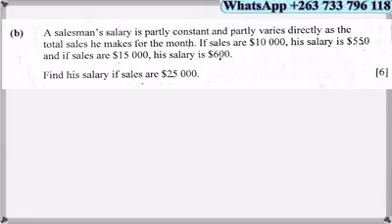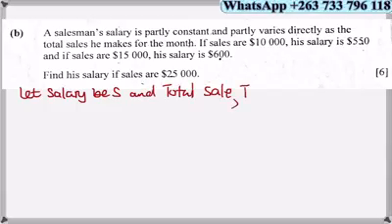Second example. This is from November 2007. If a salesman's salary is partly constant and partly varies directly as the total sales he makes for the month. If the sales are 10,000, his salary is $550. If the sales are 15,000, his salary is $600. Find his salary if sales are 25,000. So this is an application of partial variation. Here, to avoid confusion, let's assign variables. Let salary be S and total sales be T.